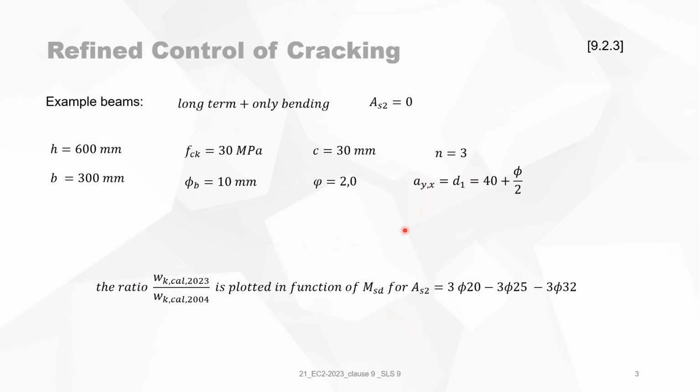We will do the calculations for a reinforcement of 3 times diameter 20, 3 times diameter 25, and 3 times diameter 32. So we will calculate the crack width opening according to the version 2004 and according to the version 2023 for those 3 cases, and this for an increasing bending moment MSD.